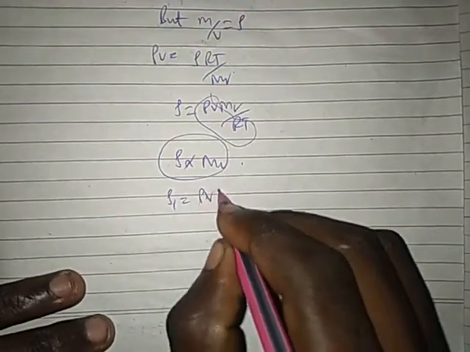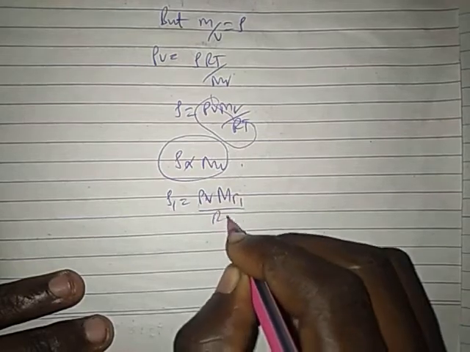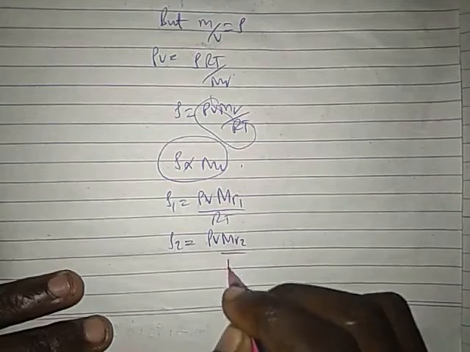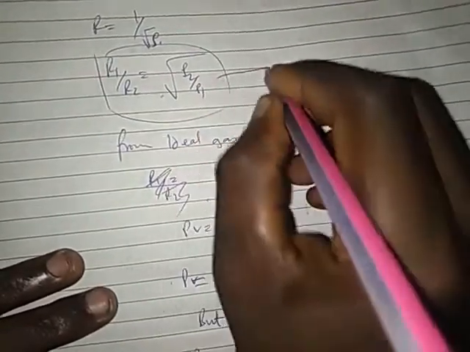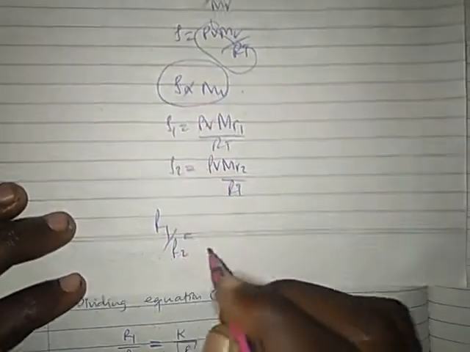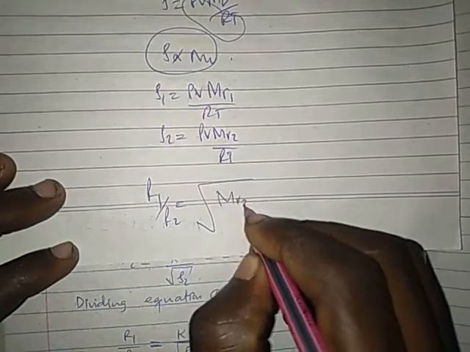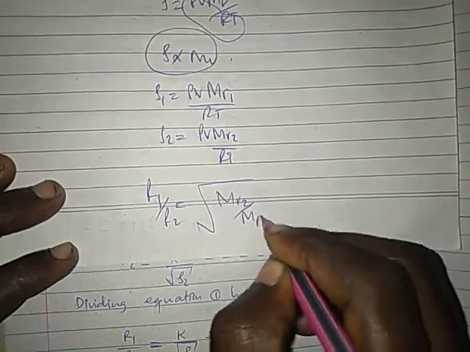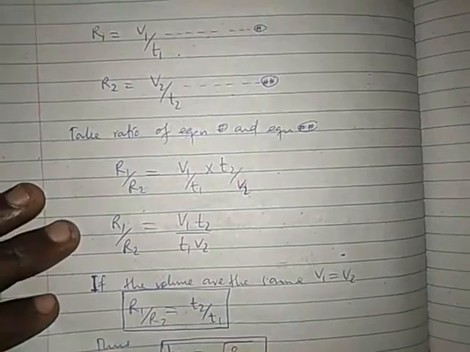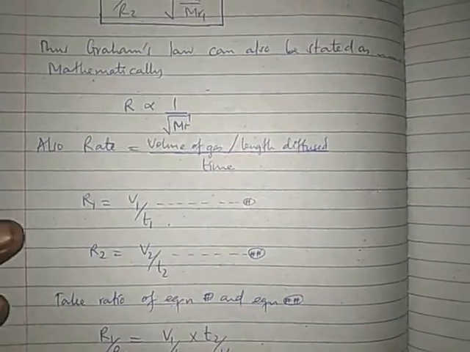Sometimes tufanye density 1 itakuwa sawa na P molar mass 1 gawanya kwa RT. Density 2 itakuwa sawa na P molar mass 2 gawanya kwa RT. Tukija kuinsert kwenye equation ile pale, tutakuja kupata R1 divided by R2 is equal to square root of molar mass 2 divided by molar mass 1. Na hiyo itakuwa ndo equation ya Graham's law kama unaweza kuona.